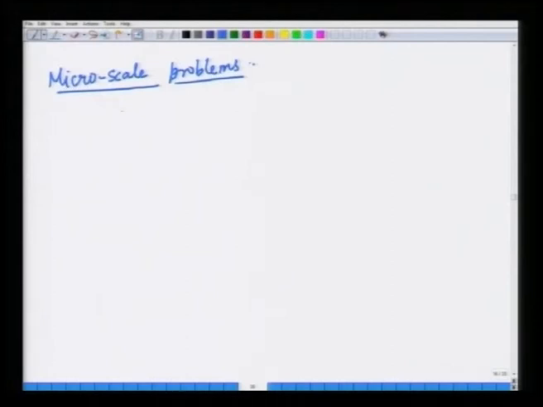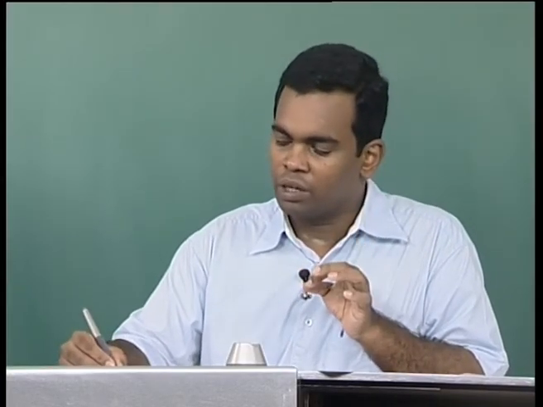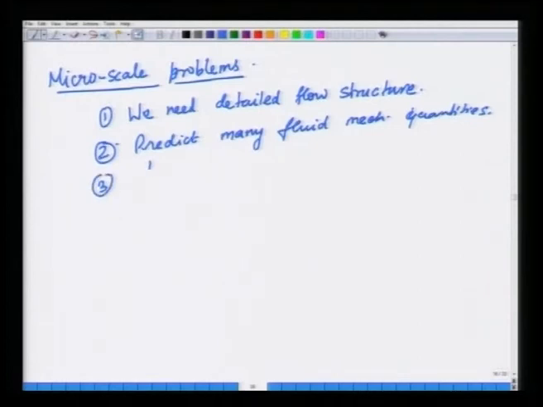Okay. So, here we need detailed flow structure. If we have the detailed flow structure, this is the best possible information we can obtain for a given system, and from that we can predict many fluid mechanical quantities, or many quantities of fluid mechanical interest. But the caveat is that this is difficult.